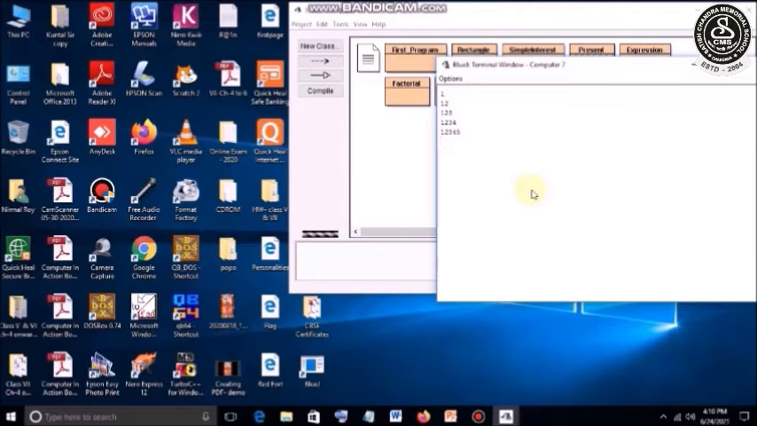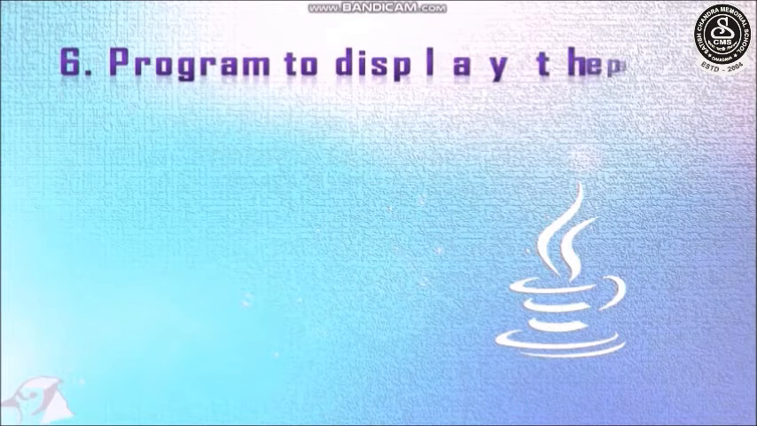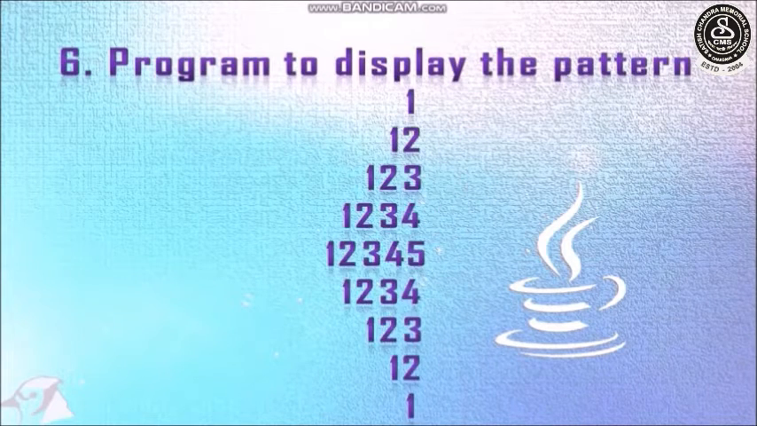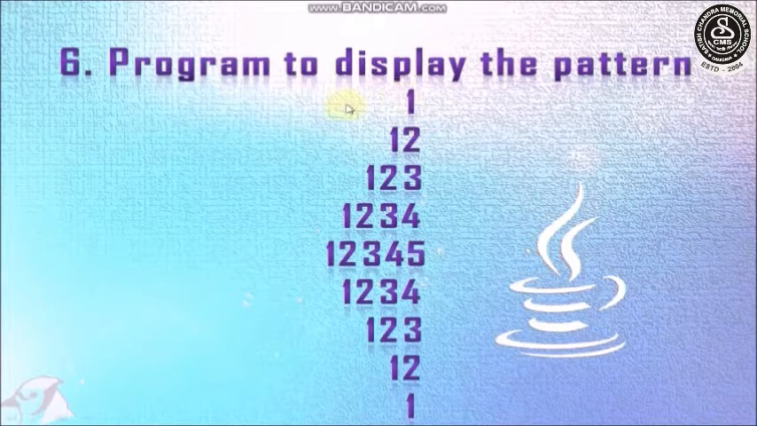So here is the output: 1, then 1 2, then 1 2 3, 1 2 3 4, and 1 2 3 4 5. Next, program number 6 to display the pattern like this: 1, 1 2, 1 2 3, 1 2 3 4, 1 2 3 4 5. So a little bit of change is there. You can see there are some spaces in front of the numbers. How to add these spaces, that you will learn.